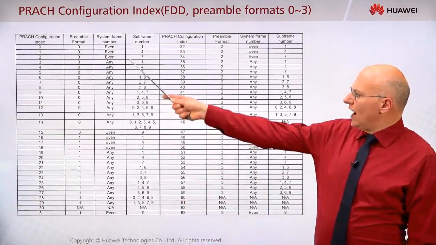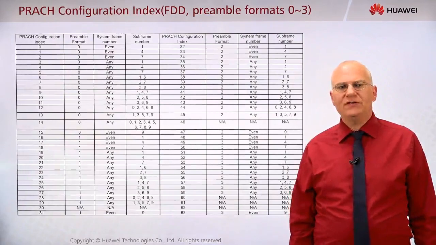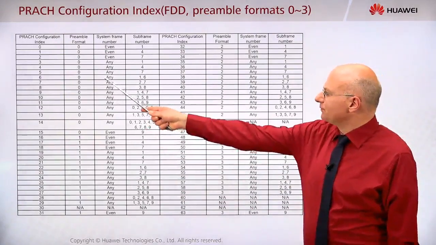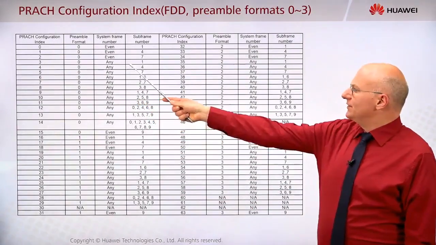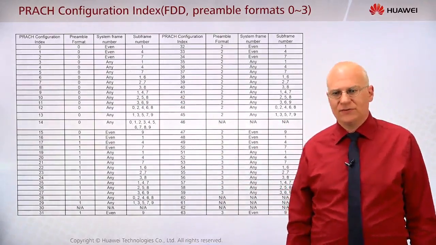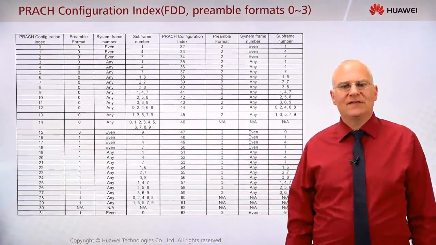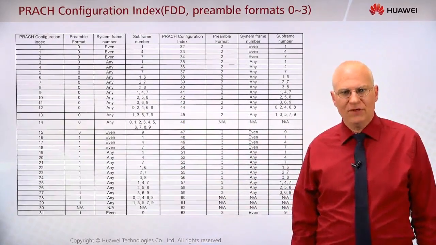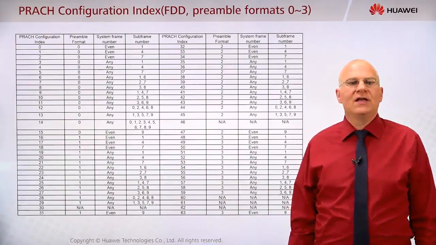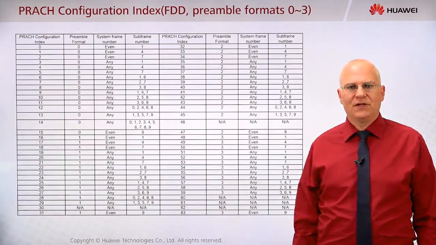And if we go to higher indices, then we get more opportunities to send the physical random access channel, for example, on index 3, we can send random access in every system frame. And then later on, we can send the random access several times per system frame. So if we need more capacity for the physical random access channel, then we have to increase the configuration index.